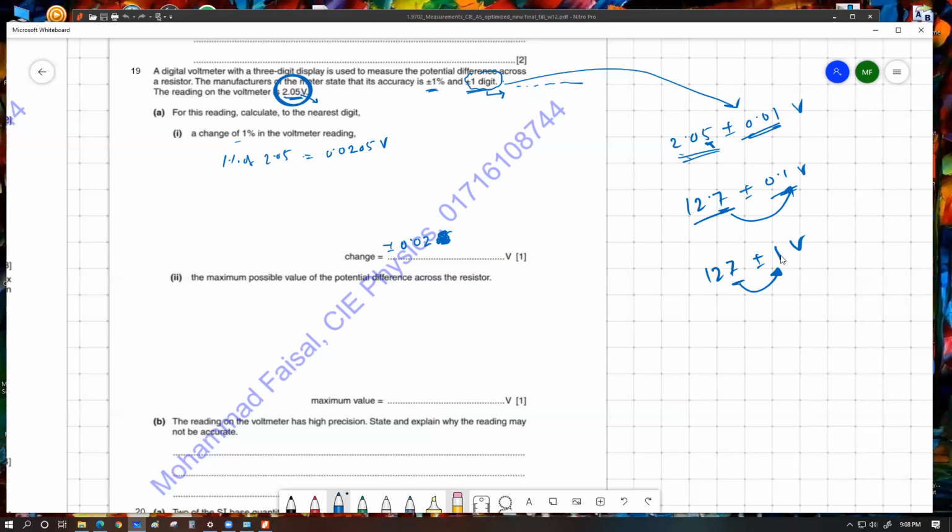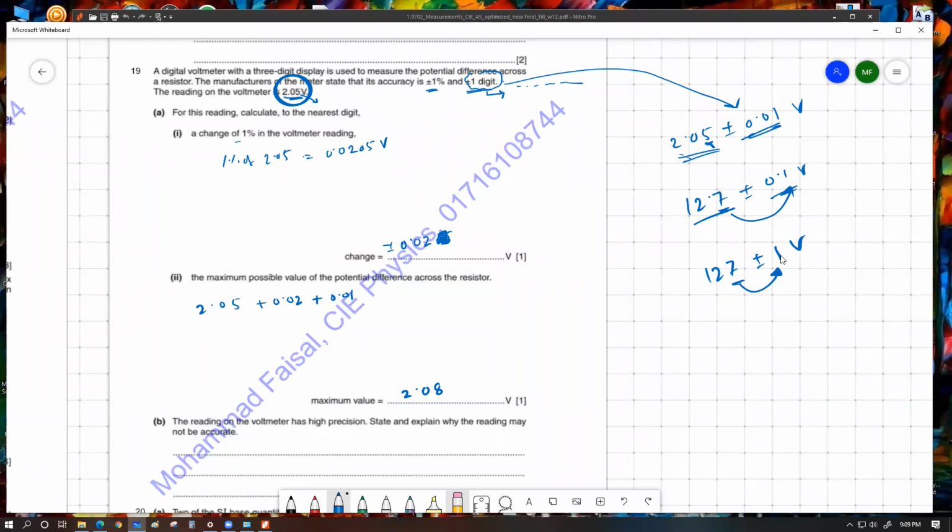So এটা হচ্ছে ওই 1 ডিজিটের মিনিং। এখানে question বলছে, what is the maximum possible value of the potential difference across the resistors? Maximum possible value মানে হচ্ছে we have to find out the upper bound, the highest possible value. The highest possible value হতে পারে 2.05 plus 0.02, plus another error for the last digit which is 0.01. Altogether কত আসলো? 2.08.